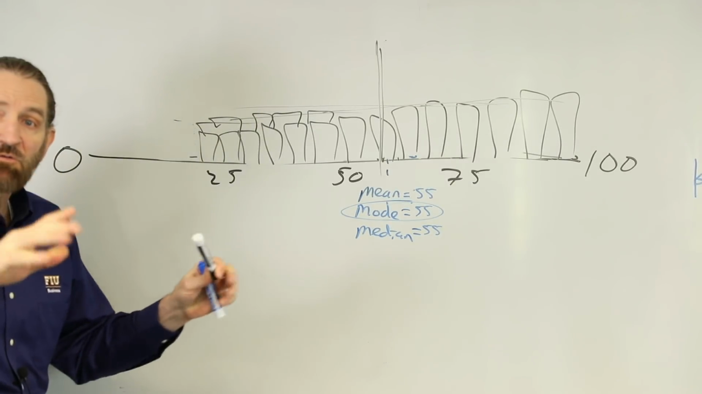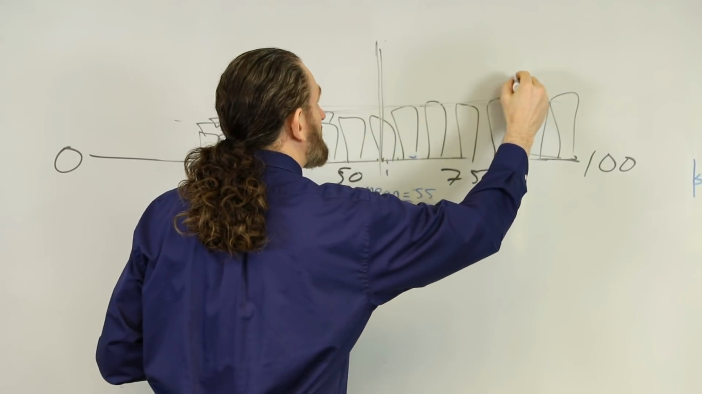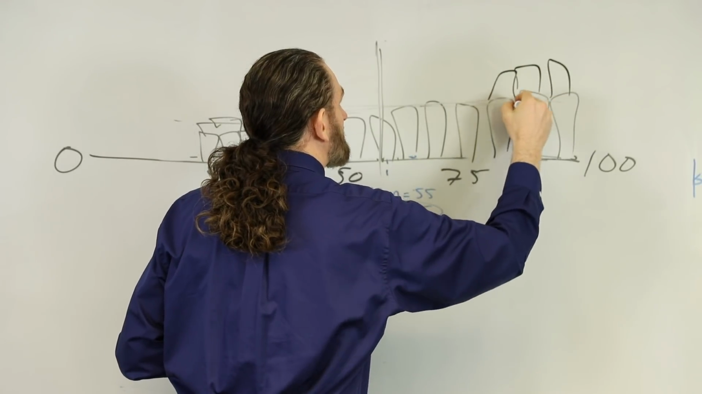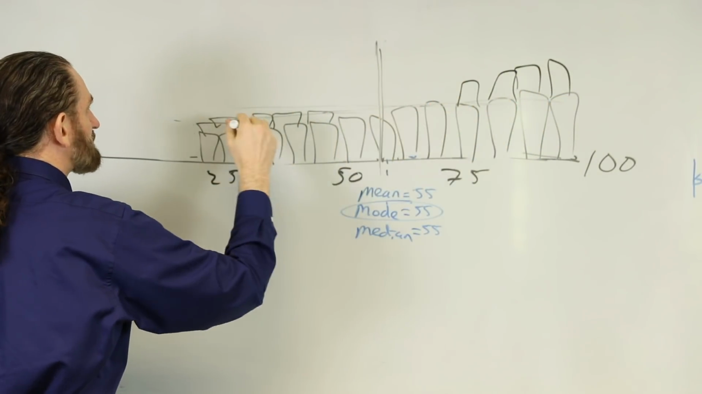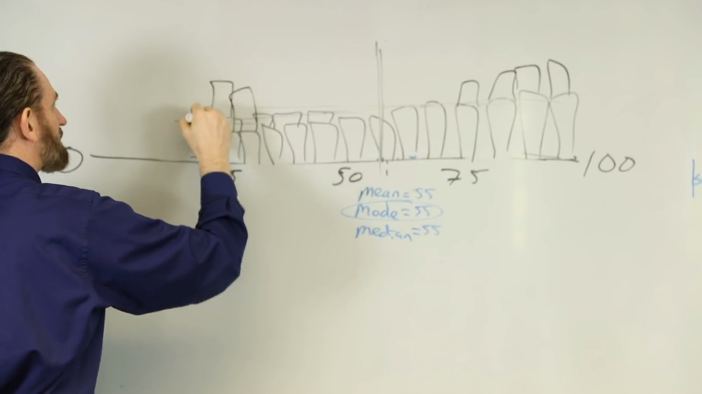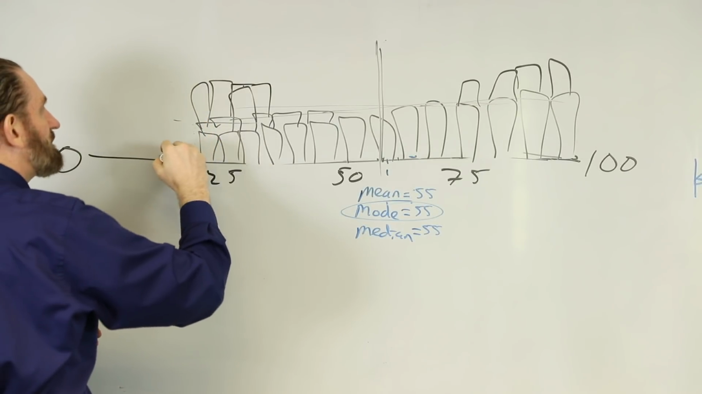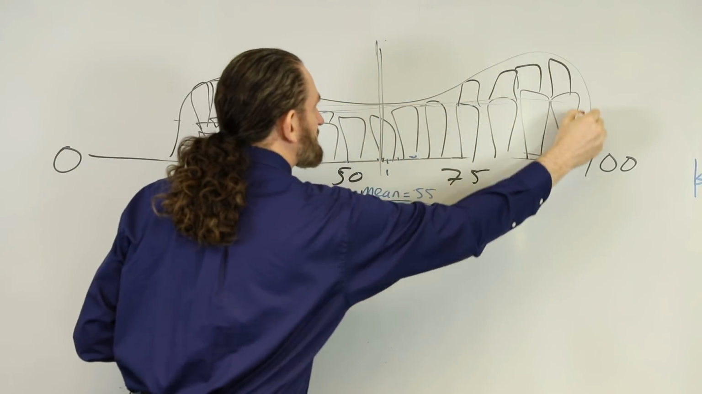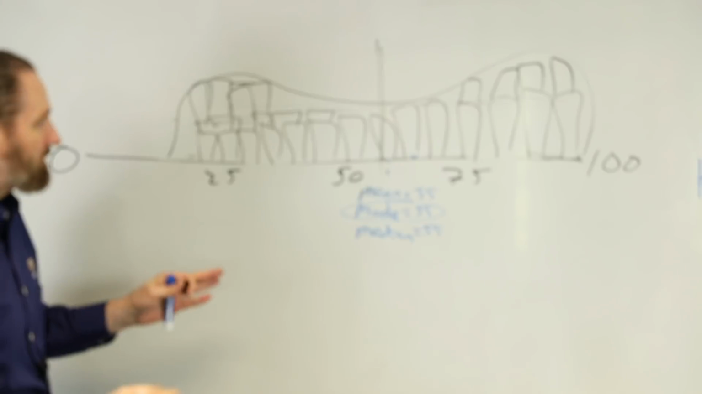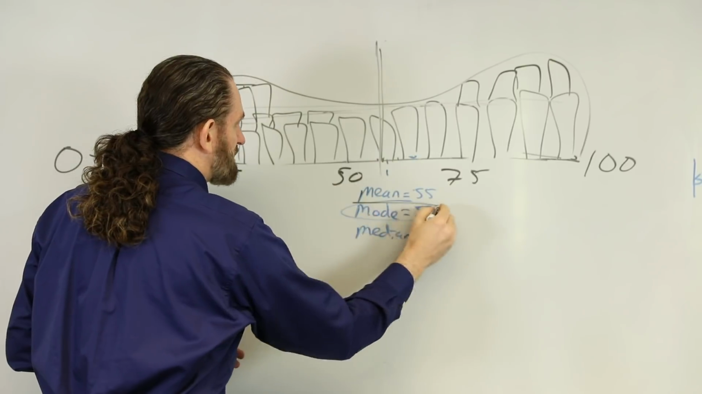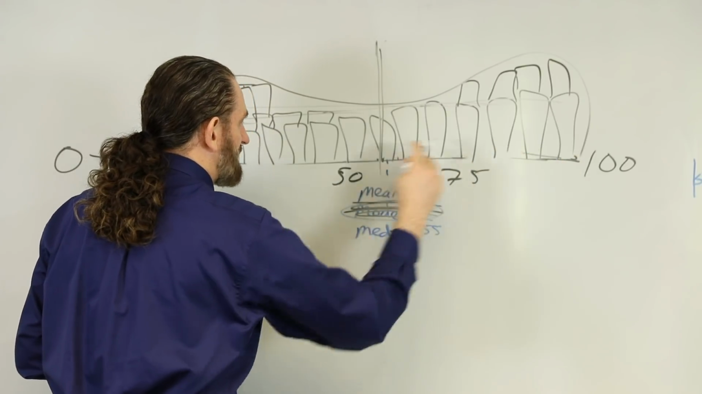In fact, it could even be worse. What if for some reason we had more people up here giving us high scores, near the 100 range, and a lot of people giving us these lower scores down here in the 25 range? We would have what's called a bimodal distribution. In that case, we'd have two modes. We could kind of wipe that one out because we'd have a mode here and a mode here.